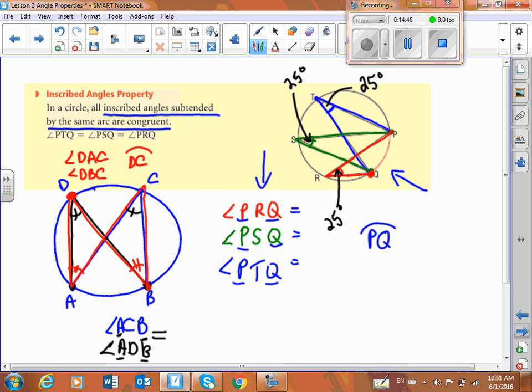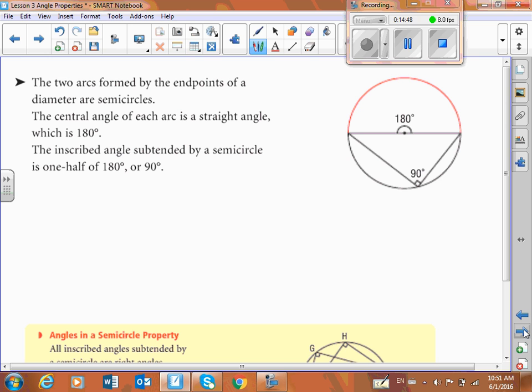All right, third circle property, angles in a semicircle. So the 2 arcs formed by the endpoints of a diameter are semicircles. So we already talked about that. Here are my endpoints. I know this is a diameter because it goes through the center. And I know you guys have heard me say this 100 times this unit, but the angle measure of a straight line is 180 degrees.